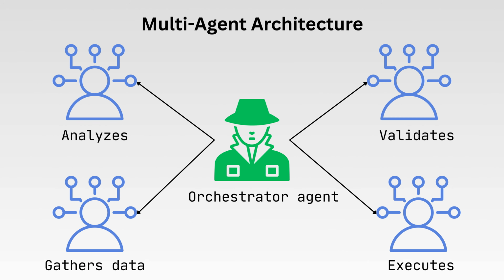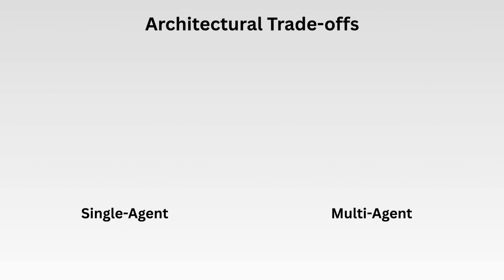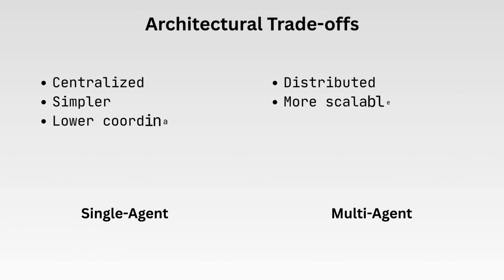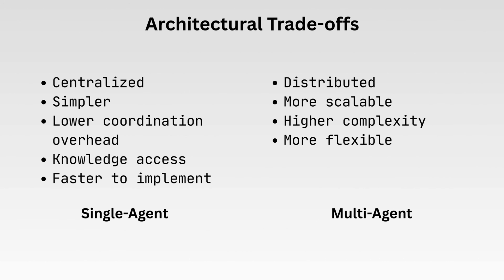In multi-agent systems, responsibilities are distributed across specialized agents. For example, one agent gathers data, another analyzes, another validates, another executes. Coordination may be managed by a supervisor or orchestrator agent. Multi-agent systems introduce modular intelligence. Multi-agent systems improve specialization and scalability, but increase orchestration and monitoring complexity.